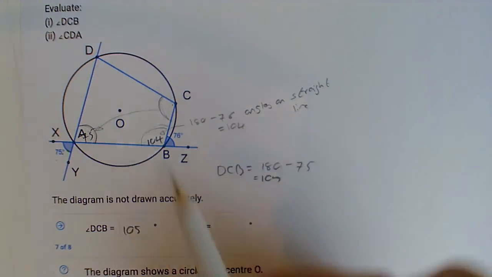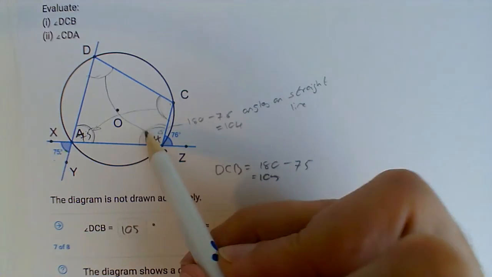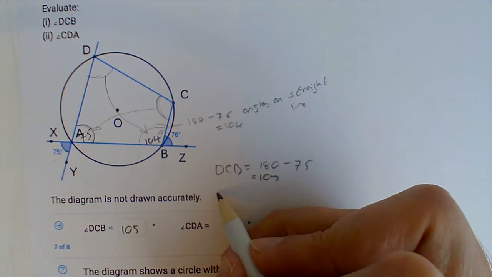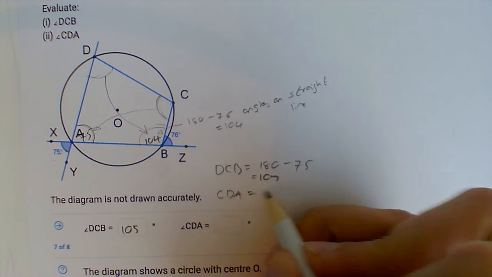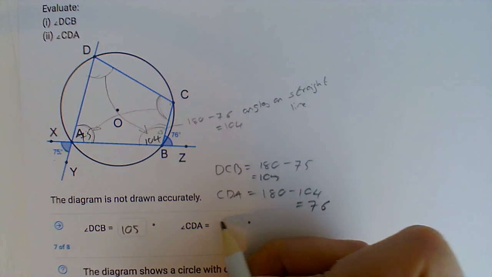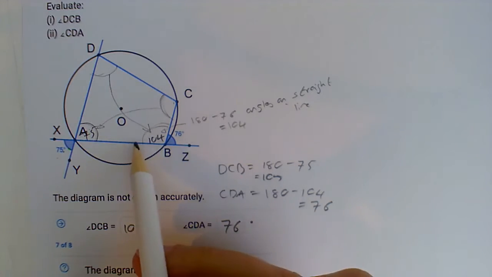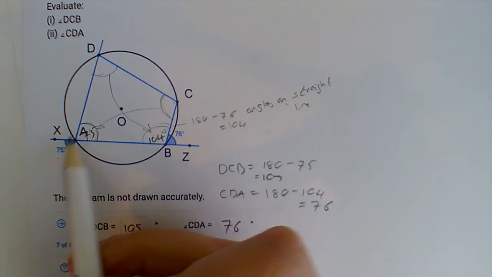And C to D to A, which is this one up here. I want to figure that one out. That is opposite the 104. So CDA, I'll do 180, take away 104, and that gives me 76 for that one. Okay, so what you're doing there is, instead of being given two of the angles inside the cyclic quad and being asked to figure out the other two, you're being given enough information to calculate them quite simply using old angle rules that we've been doing since you were in year 7. Angles on a straight line add to 180, vertically opposite angles are equal.